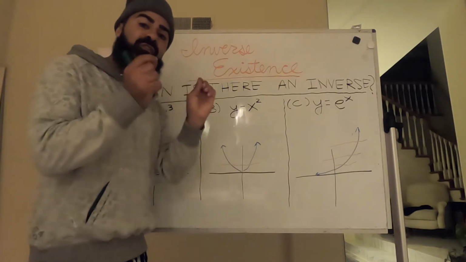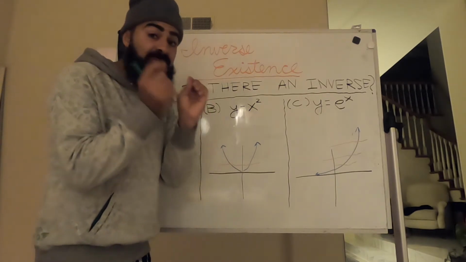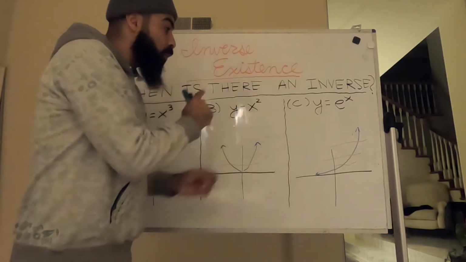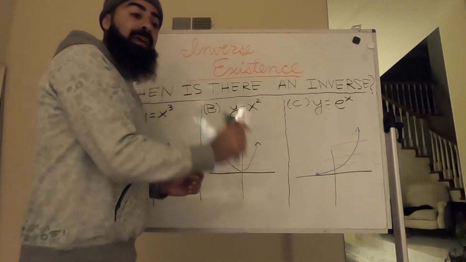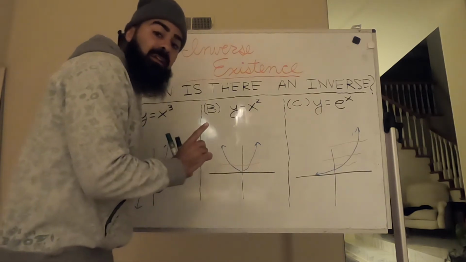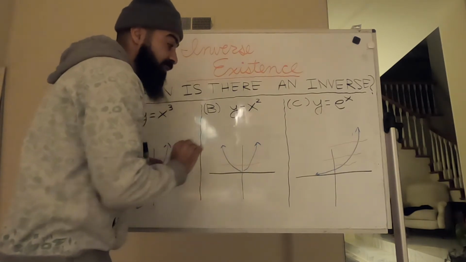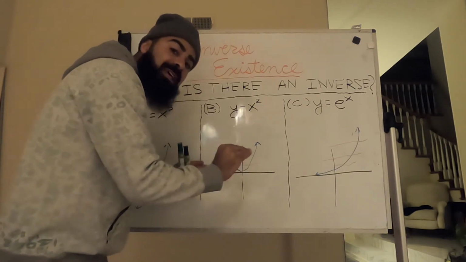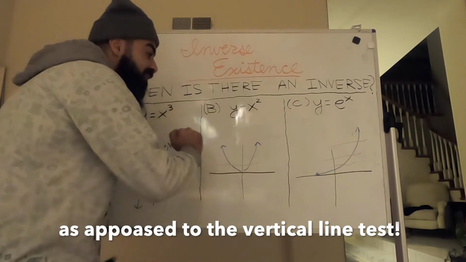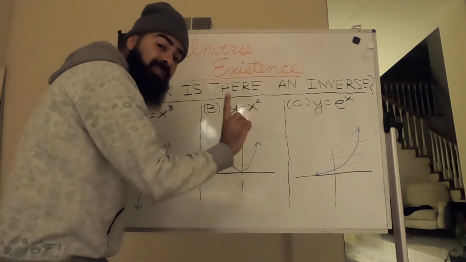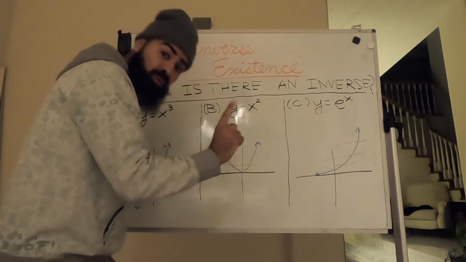That means for every different pair of inputs, you get a different pair of outputs. One of these guys is not like that. Two of these guys is. Now, the really quick way to tell is by looking at the graphs. If you look at the graphs, the guys that pass the horizontal line test are one-to-one. That means if you draw a horizontal line anywhere on the graph, if it crosses only once, it passes. If it crosses more than once, it fails.